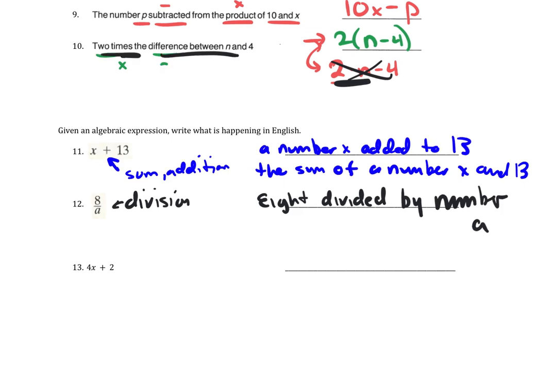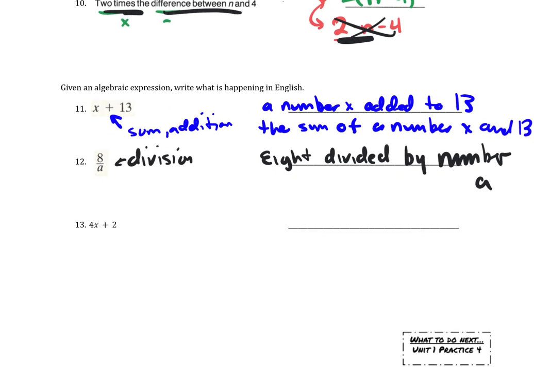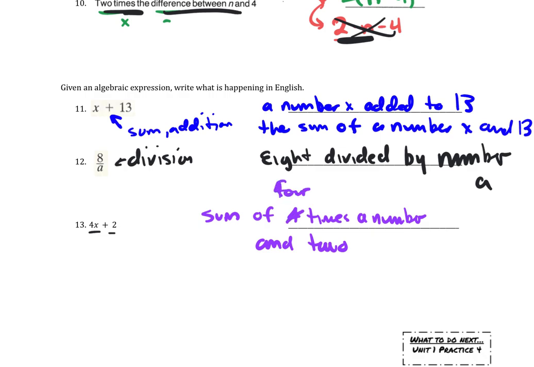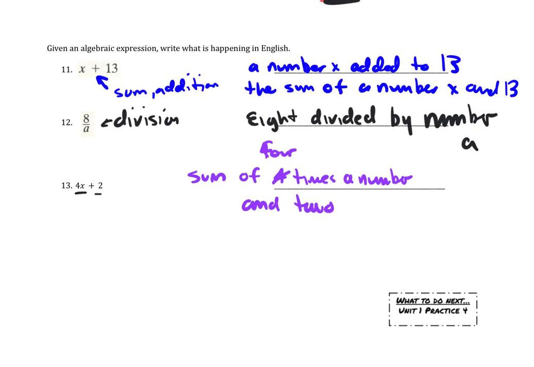Last one, we kind of up the difficulty level a little bit. Last part here, so you have 4 times x plus 2. So the way I might want to say this is the sum of 4 times a number and 2. So the sum of 4 times a number and 2, but there's other ways I can say this.